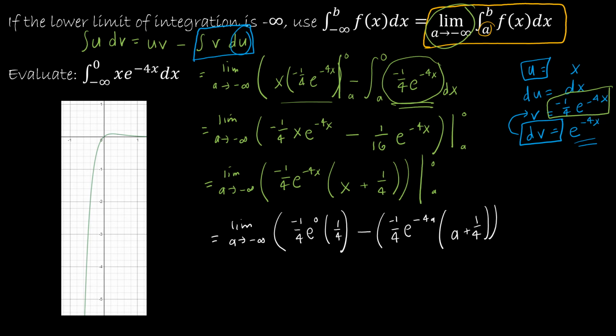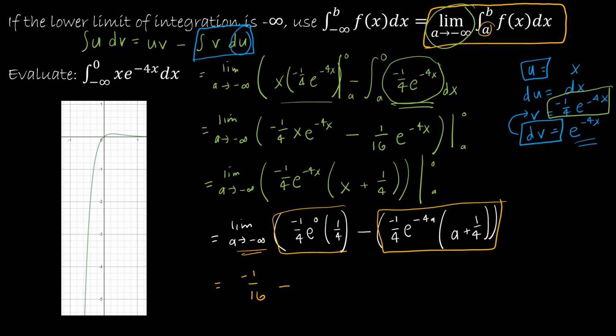From here, let's think about what's going to happen. This guy is not dependent on a, so I don't have to worry about the limit as a approaches negative infinity of the first part of my expression. I get negative 1/4 times e to the 0, which e to the 0 is obviously 1, times 1/4. So my first part is negative 1/16. Now I have to look at this portion.